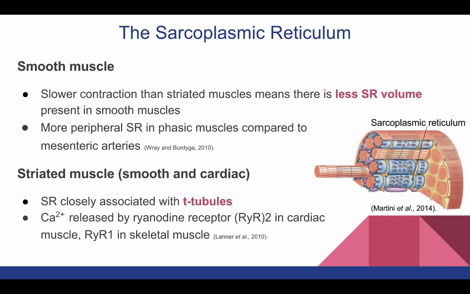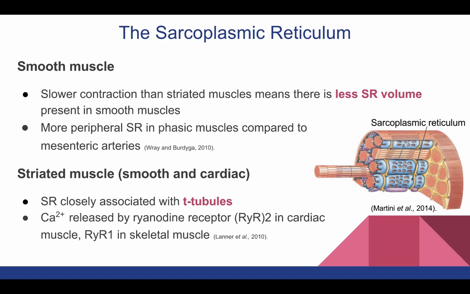The sarcoplasmic reticulum is the main source of calcium ions for skeletal and smooth muscle, not for cardiac muscle, and is also more organized in striated muscles compared to smooth muscles. The calcium ion stored in the sarcoplasmic reticulum is taken up into the SR via the SERCA ATPase, the SERCA pump.